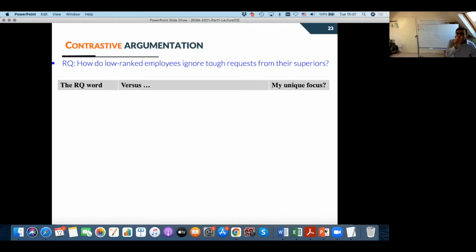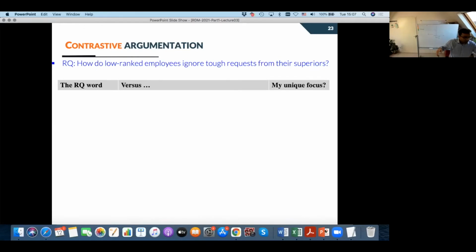The first column holds the words of your research question, but instead of writing them as a sentence, you write word after word vertically. In the second column, which is the main column, you think about alternatives to those words. There I put "versus." And in the final column, you think about whether this is the focus of your research question or not.